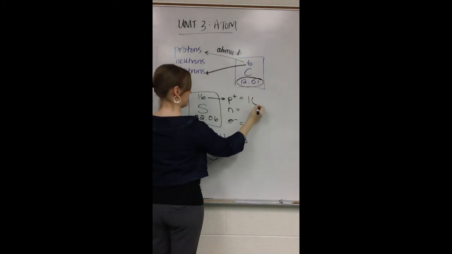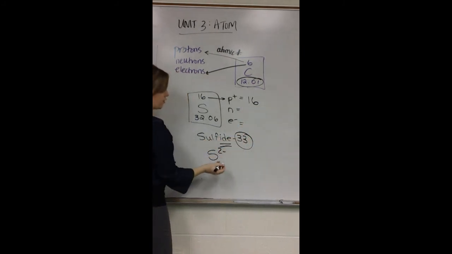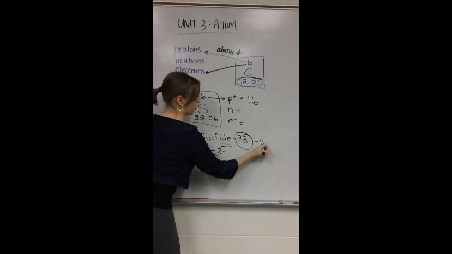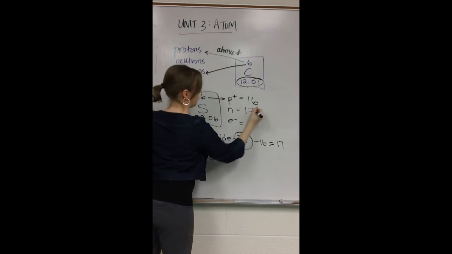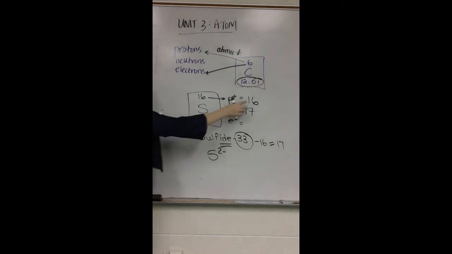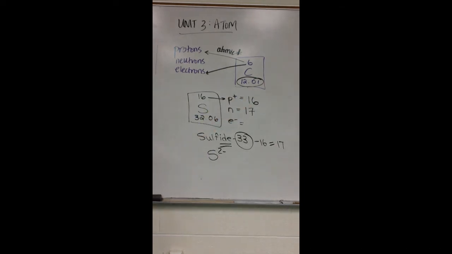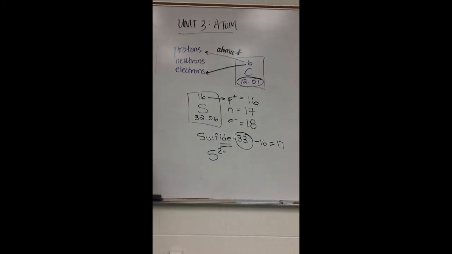So first I'm going to do the easy one, number of protons. I know it's 16. Then I'm going to find number of neutrons. I'm going to take my mass number, 33, and I'm going to subtract the number of protons, 16, and I know I have 17 neutrons. The tricky one on this one is electrons. Normally, electrons would equal protons, so normally I'd have 16 electrons. But I know that because it has a 2- charge, I'm actually going to give it 18 electrons. If it had 16, it would be neutral. But because it's 2-, it has 18.